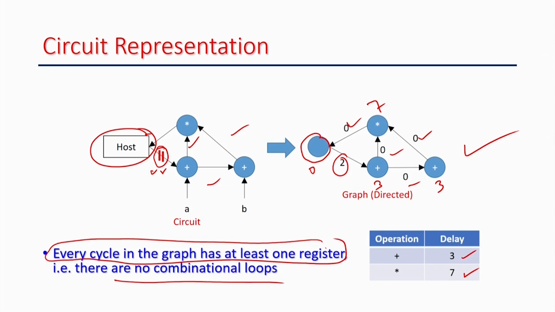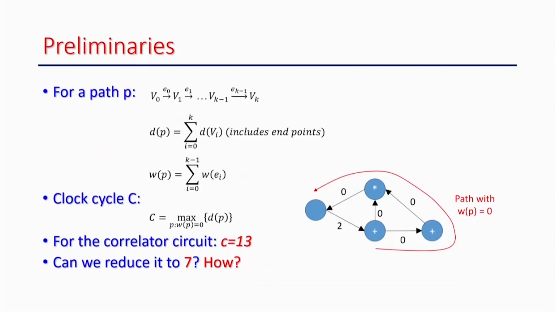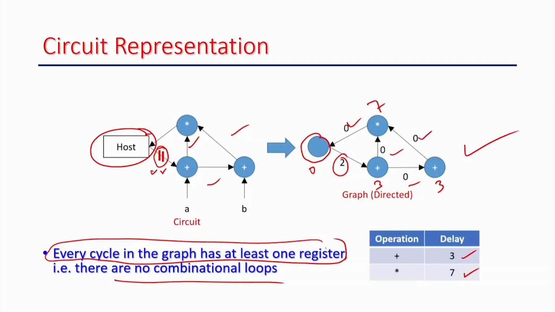So, that should be there in the graph. Okay. So, this is how we are going to represent the circuit using a graph. Now, we are going to talk about this path. So, path is nothing but a transition, right. So, a sequence of transition. So, this is a path, or from this node this may be a path, right.